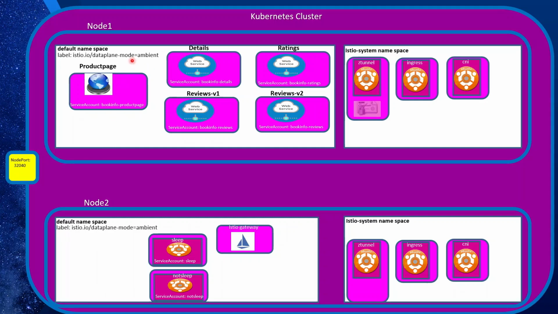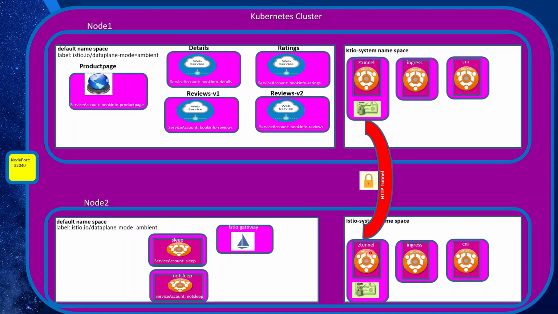Next, we will create a new label for our default namespace, istio.io/dataplane-mode equal to ambient. The net result is that the default namespace will be under the control of the ambient service mesh. Istio will also be deploying certificates to the Z-tunnel for each one of those services. So from here on, all the communication that goes from this node to the other node will go through the Z-tunnel.